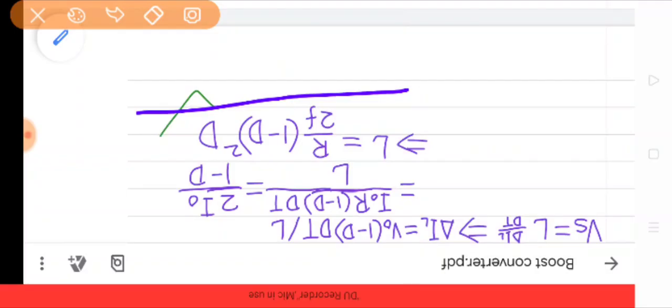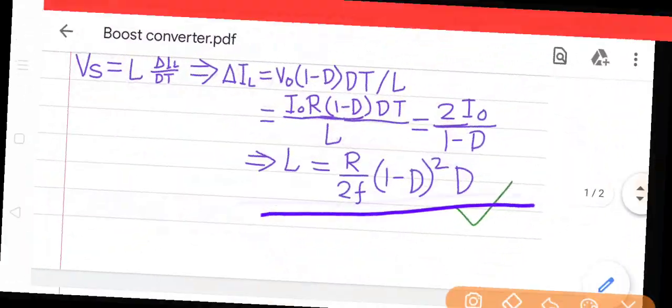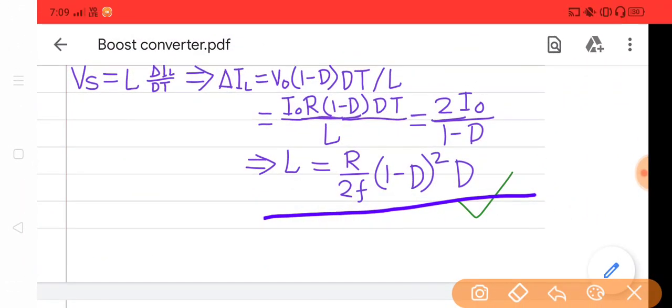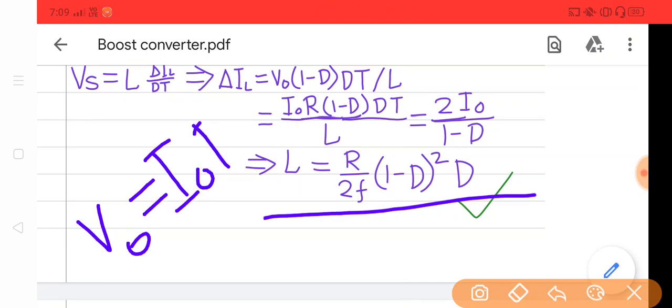R is the value of the resistance. Output voltage VO equals IO, the output current, multiplied by the resistance. That's why I replaced VO by IO multiplied by R.